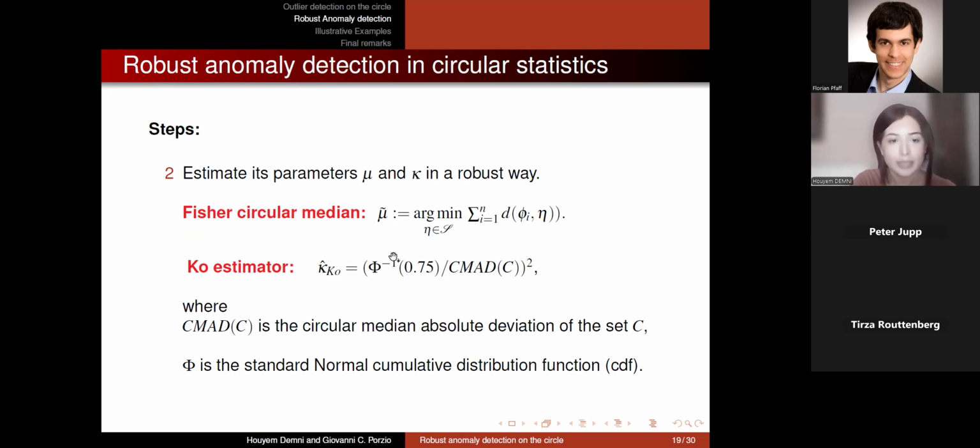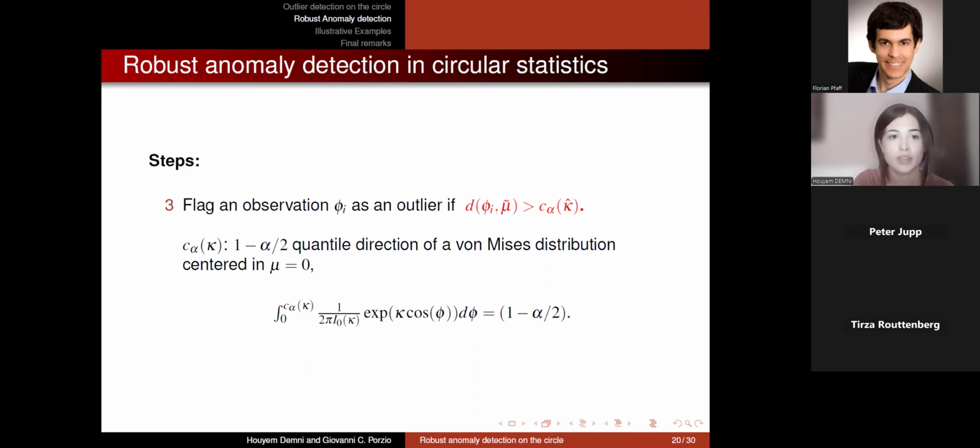Actually, the co-estimator is given by phi minus 1 of the 0.25 quantile divided by the CMAD of C squared, where CMAD here is the circular median absolute deviation of the set C. Then within the third step, we flag an observation phi i as an outlier if this shortest arc distance between the observed angle and the estimated median exceeds the threshold.